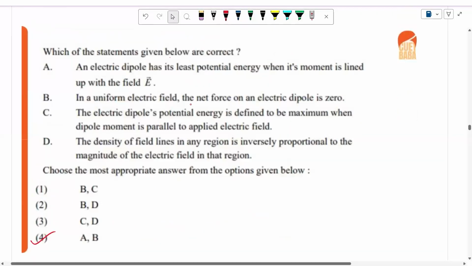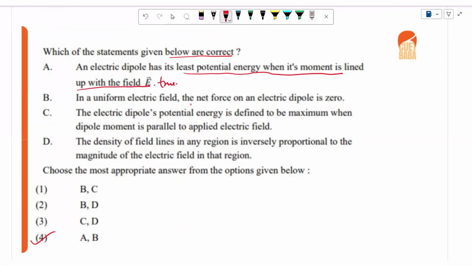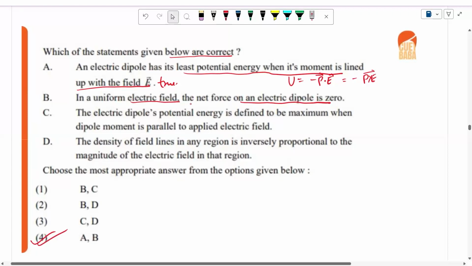Which of the following statements given are true? Okay, so dipole has its least potential energy when its moment is aligned with the electric field. This is true, because U is equal to minus P dot E. When dipole is aligned with the electric field, its energy will be minimum, that is equal to minus PE. So this is true. And in a uniform electric field, net force on the dipole is 0. This is also true. So option 4 is the correct one.